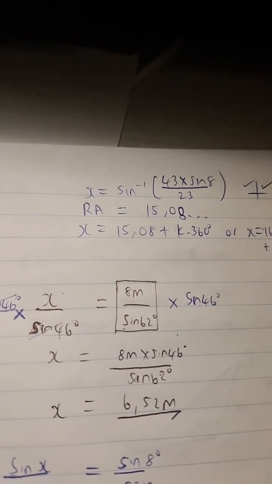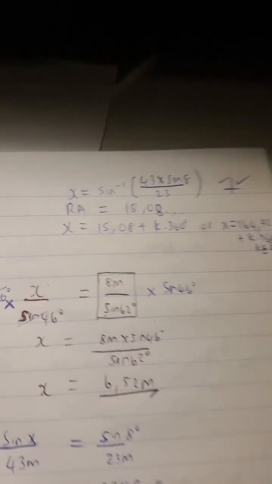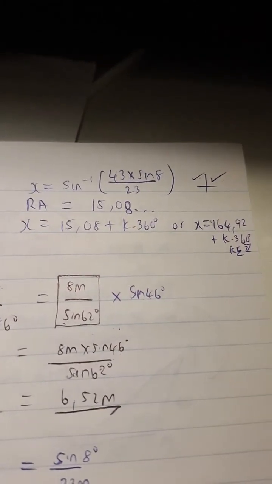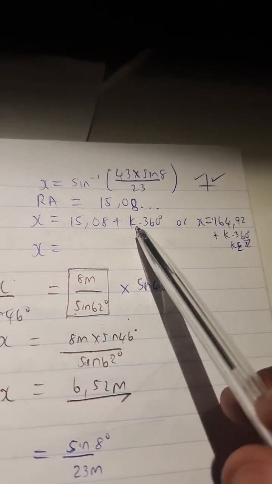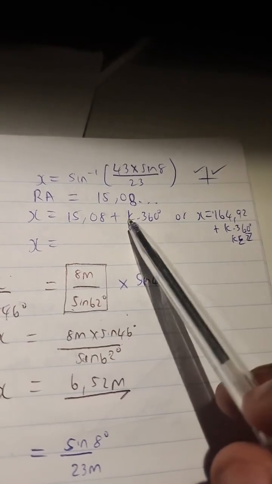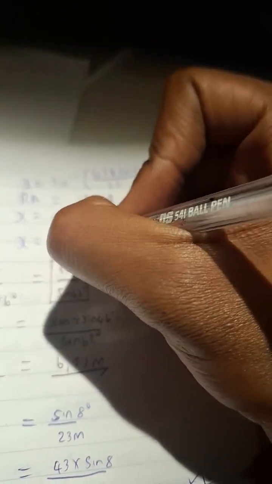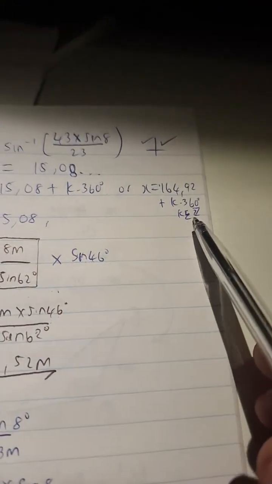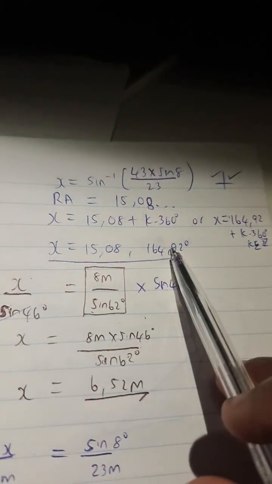164,92 plus k360. So maybe this will help you a little bit more when I write these two answers as my general solution. But remember that I want specific x values. So I substitute 0 in the general solution in the place of k, and I get 15,08. That's a possible solution. If I substitute 0 in this general solution in the place of k, I get 164,92 degrees. So these are possible values of x.